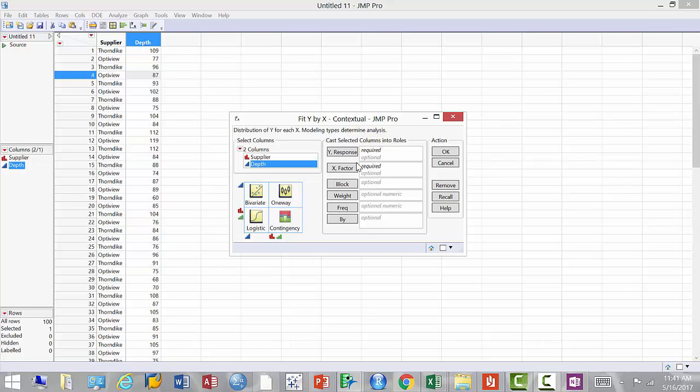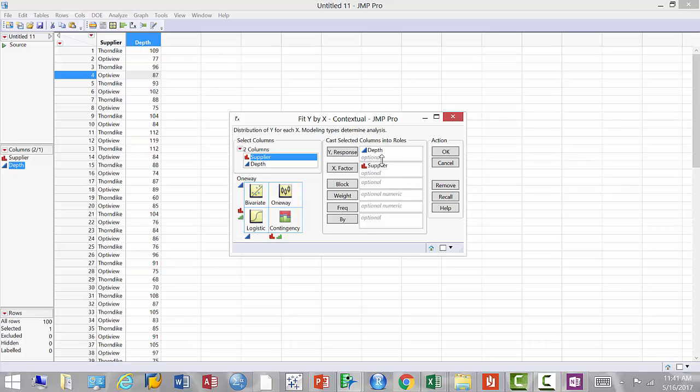So bottom line is, here I have to say, what's the response? What's the measurement that I'm trying to compare? And the measurement is depth, right? And then what factor am I trying to study? I'm trying to study supplier, right? Is the selection of supplier having an effect on the results, on the measurement or response, depth, okay? So therefore, I have to place two different columns in two different places, right?